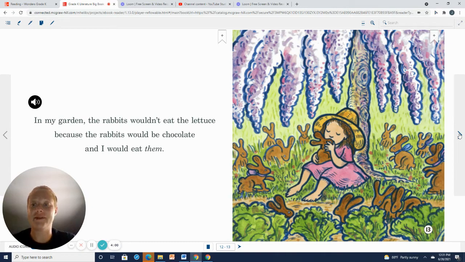In my garden, the rabbits would eat the lettuce because the rabbits would be chocolate and I would eat them.